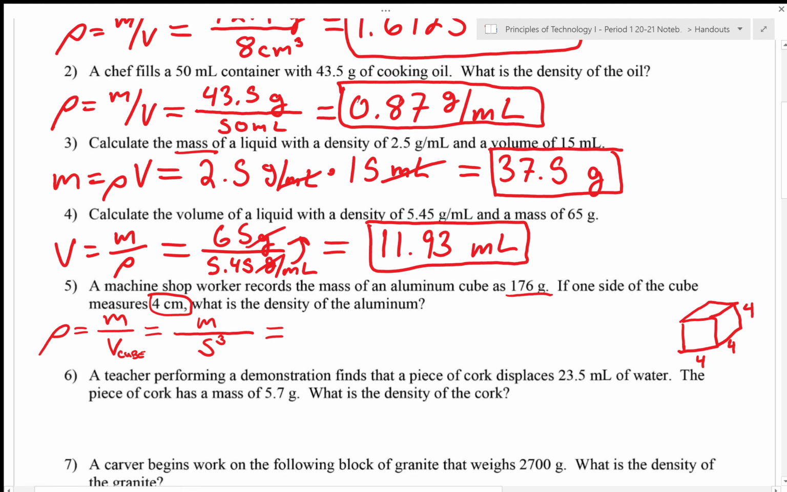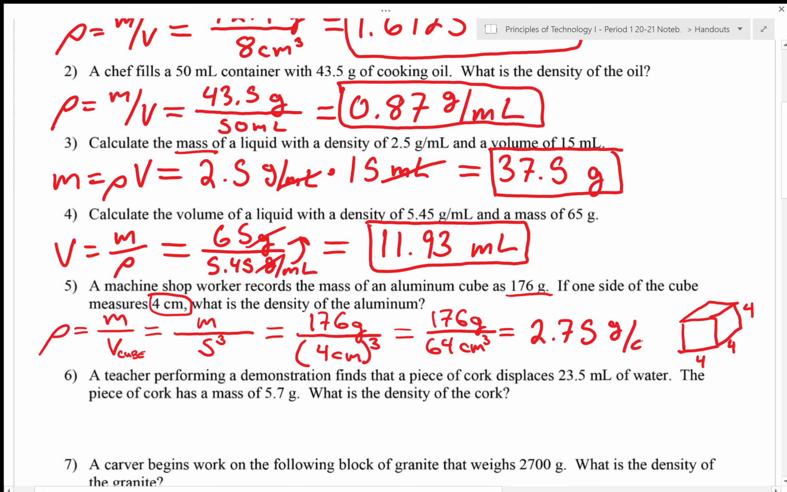If we substitute our numbers in, we have 176 grams divided by 4 centimeters cubed. This gives us 176 grams divided by 64 cubic centimeters. And when we take 176 grams divided by 64, we get 2.75 grams per cubic centimeter for our answer.